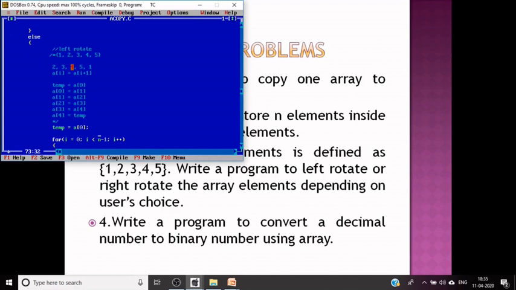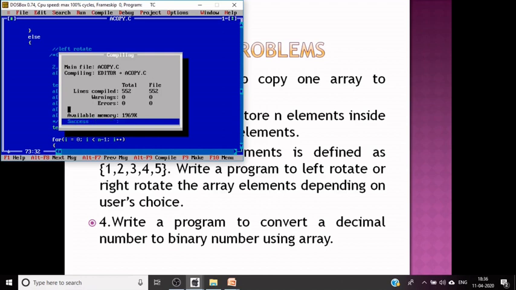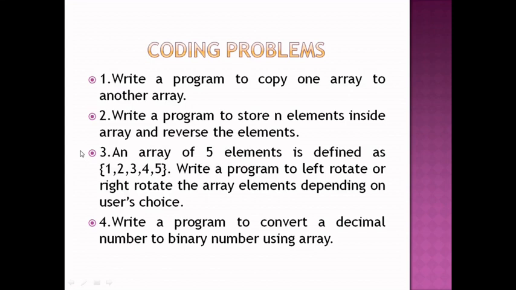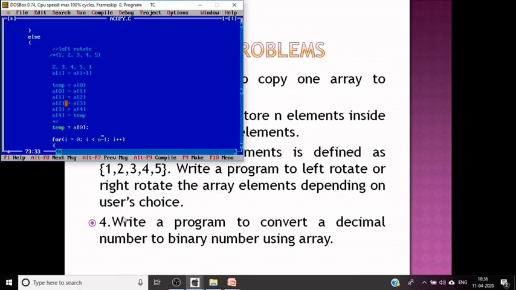Now let's go to the next problem, that is the fourth one. So fourth one is write a program to convert a decimal number to binary number using array. I hope you know what a decimal number and a binary number are. We have to take any decimal number and convert it to a binary number, but by using the array. So let's go to Turbo.